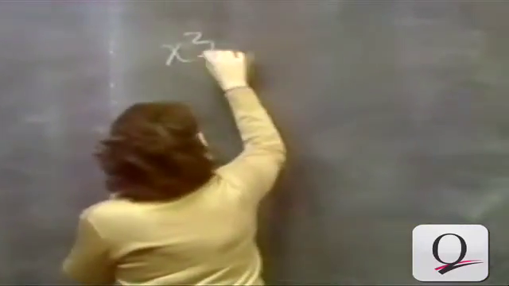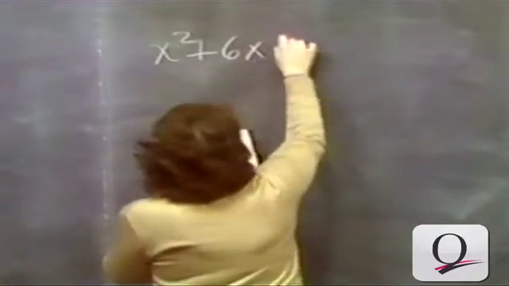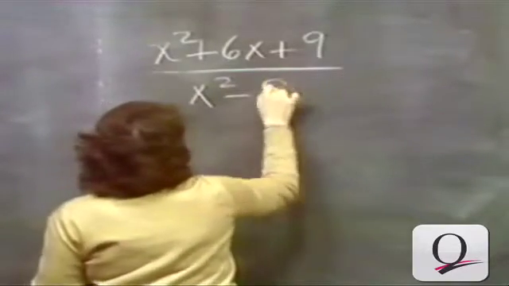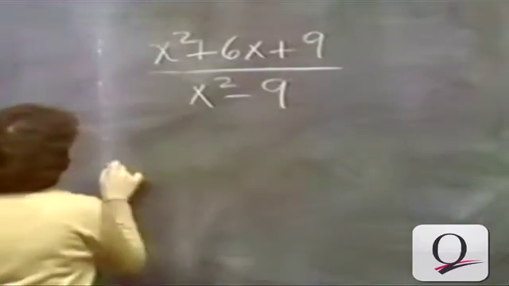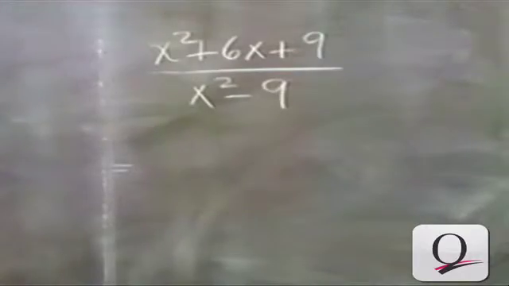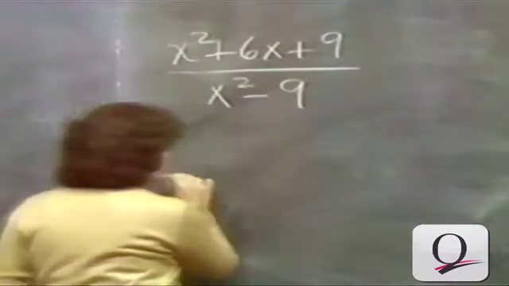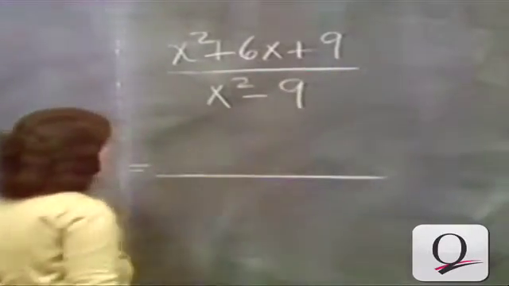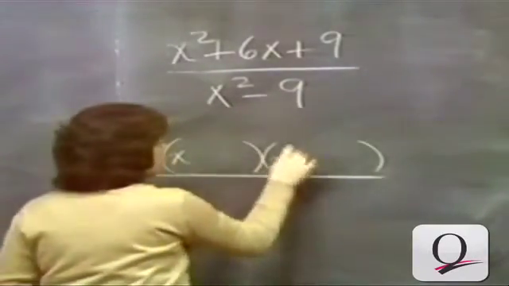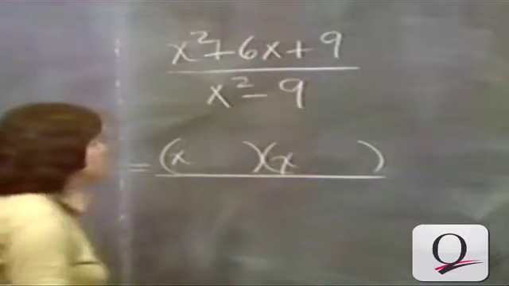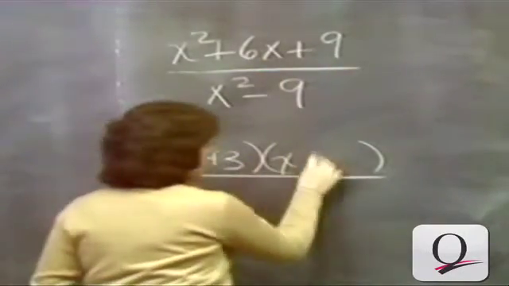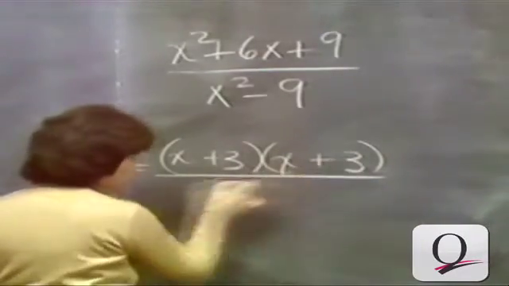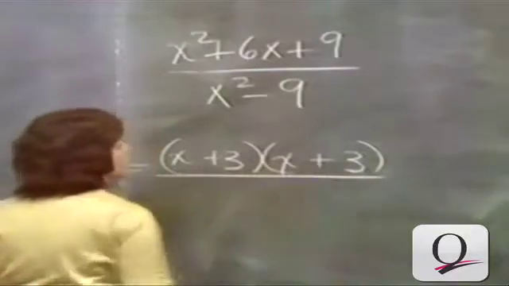Let's try this example. x squared plus 6x plus 9 over x squared minus 9. In the numerator, we notice there are no common factors that we can pull out in front. Looking for two numbers which multiply to 9 and add to 6, and they would be 3 and 3. Giving us x squared plus 3x plus 3x, that's plus 6x, plus 9.